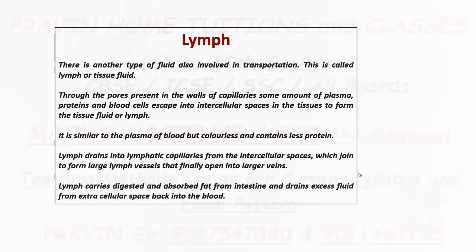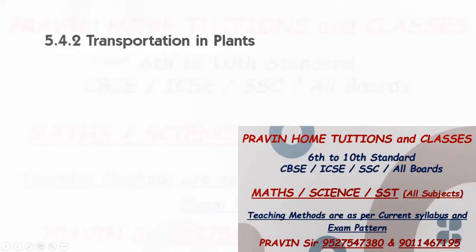Again, it joins to form large lymph vessels, and this large lymph vessel finally opens into veins. Lymph carries digested and absorbed fat from the intestine and drains excess fluid from extracellular space back into the blood. So, lymph is the tissue fluid. It is formed in between two tissues and in between two cells. That's why it is intercellular fluid.